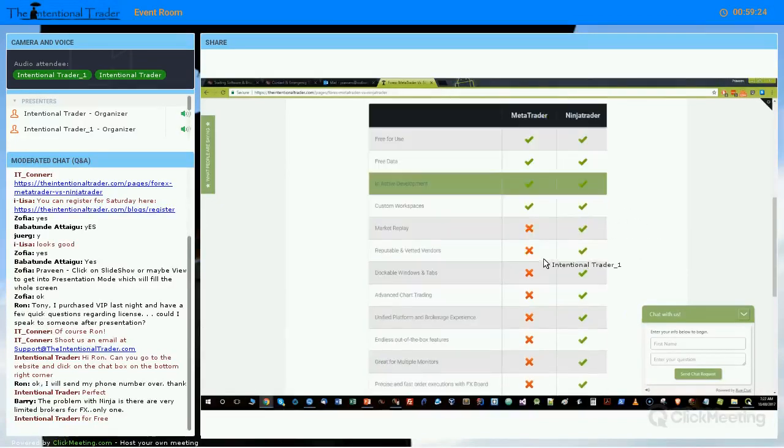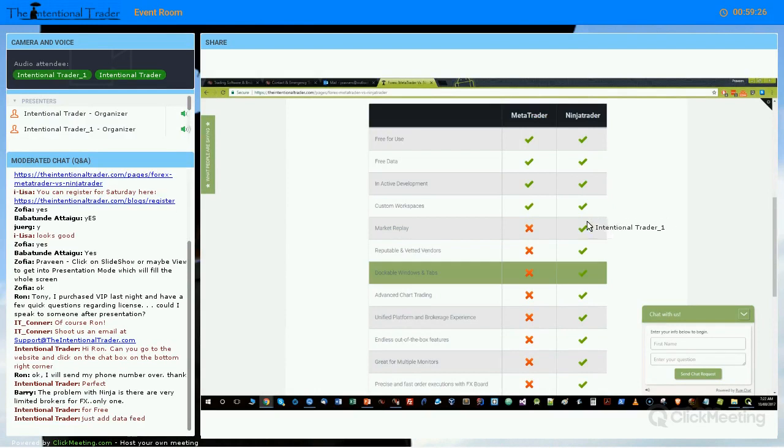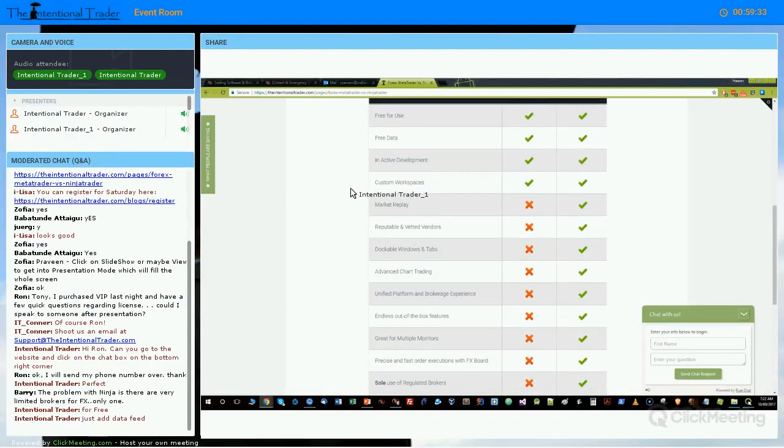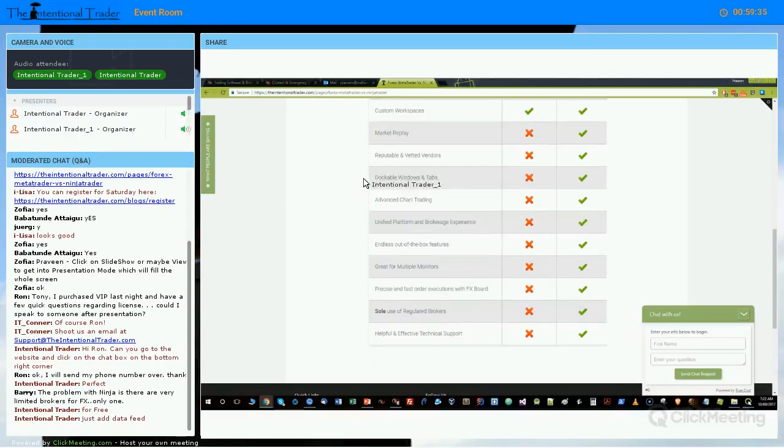The main thing. And this is completely for free. So remember, guys, this is everything that you're doing in NinjaTrader. There's no fees attached to it. So even when you trade live, there's no fees attached to it.